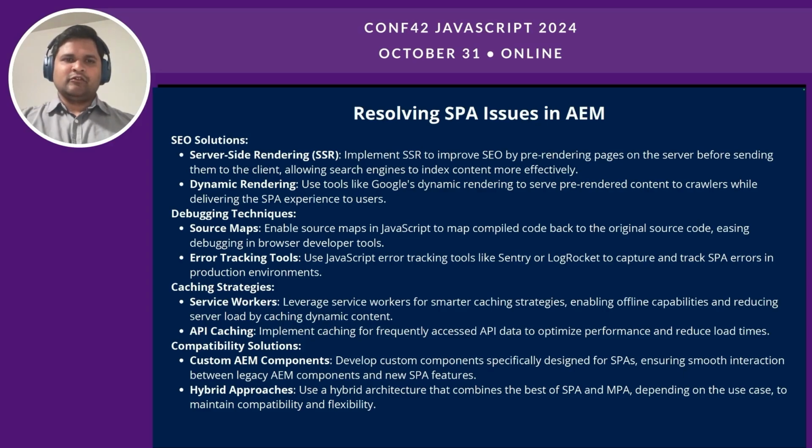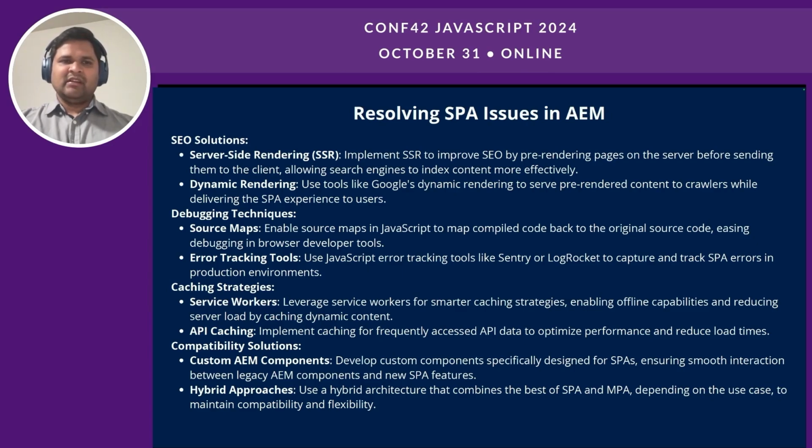Dynamic rendering: use tools like Google Dynamic Rendering to show pre-rendered content to search engines while still delivering an SPA experience to users. Debugging techniques like source maps map compiled JavaScript code back to the original source code and make it easier to debug. Caching strategies allow you to cache dynamic content more effectively, enabling offline capabilities and API caching, so frequently accessed data can be cached to minimize load time.